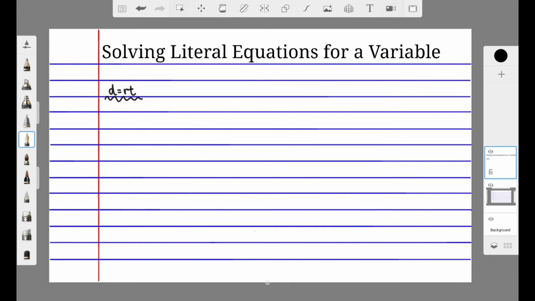So solving literal equations for a variable is just a way to find what r equals or what t equals rather than the given d. If we were solving for the time and we were given the distance and the average rate, how would we solve? Using the same formula, let's solve for r.